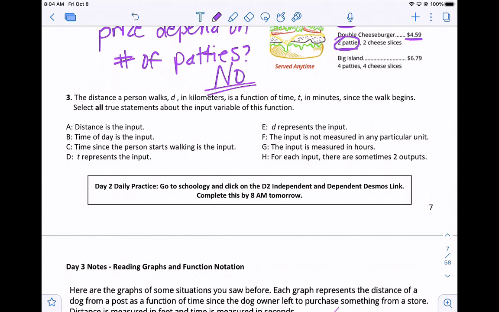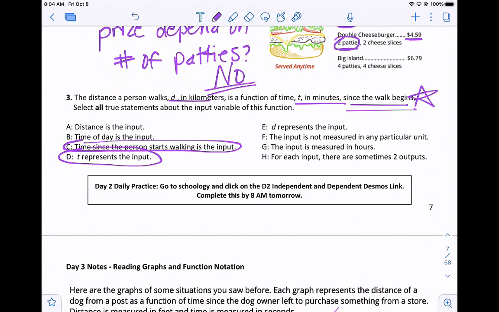All right, and then 3, the distance a person walks, d in kilometers, is a function of time, t in minutes, since the walk begins. Select all true statements about the input variable of this function. Okay, so again, time is the independent, distance is the dependent. So time is the input. Okay, we can circle that one. Distance is not the input. Time since the person starts walking. Oh, okay, so I was wrong. It's not time of day. It's going to be time since the person starts walking is the input. T is the input, sure.